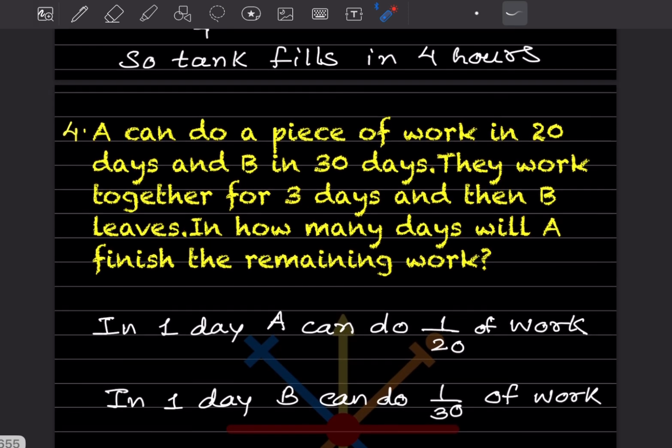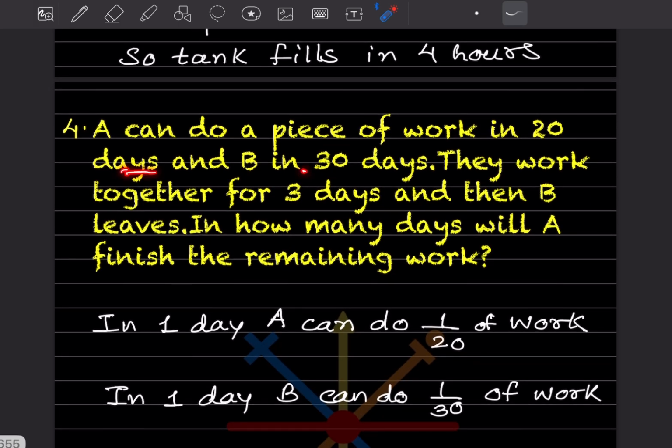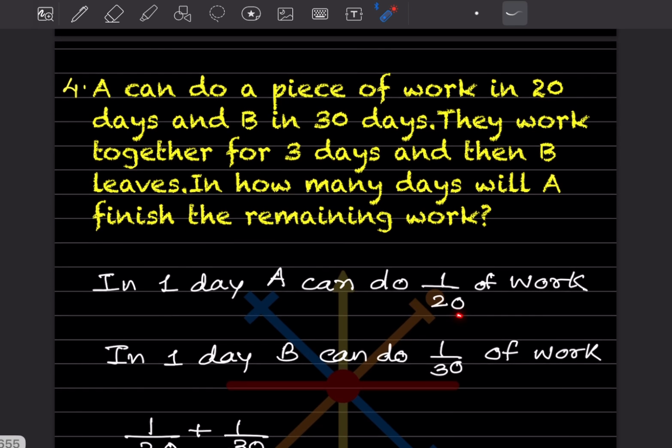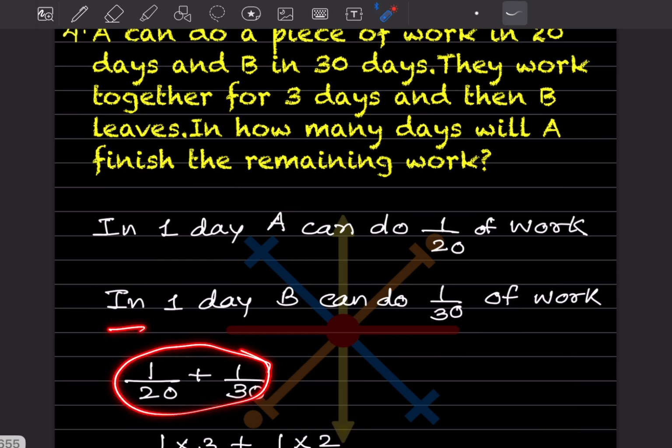A can do a piece of work in 20 days and B in 30 days. They work together for 3 days and then B leaves. In how many days will A finish the remaining work? In one day A can do, that is given as 20 days, means that is going to be 1 by 20 of work. In one day B can do, this is given as 30 days, means that is going to be 1 by 30 of work.